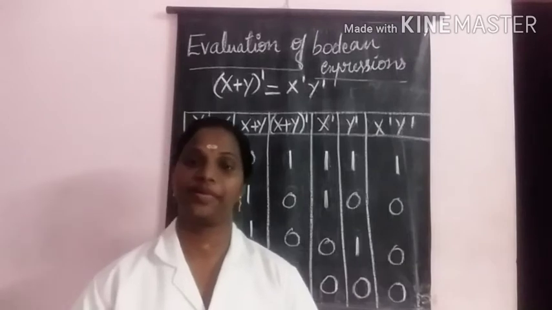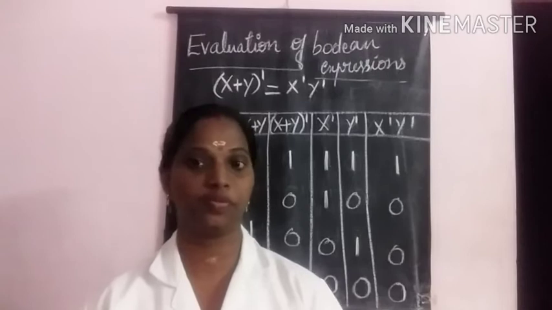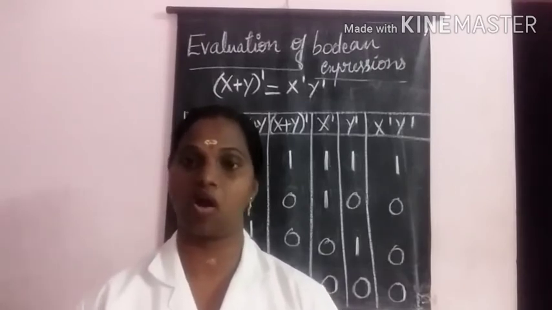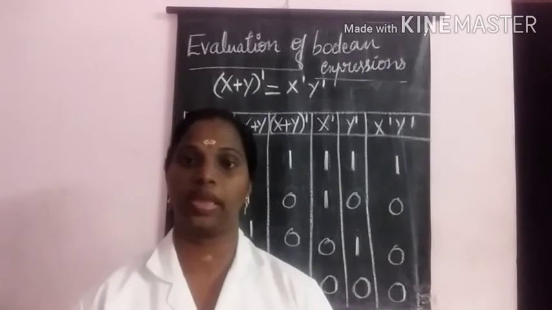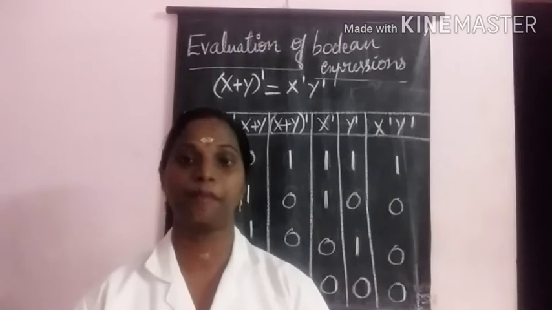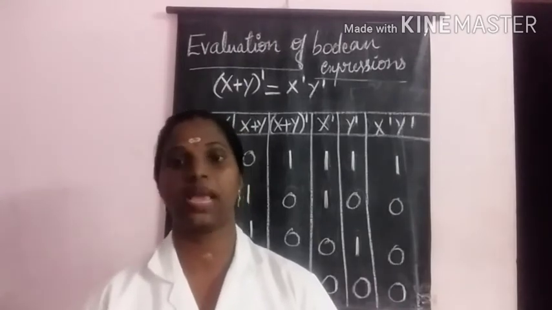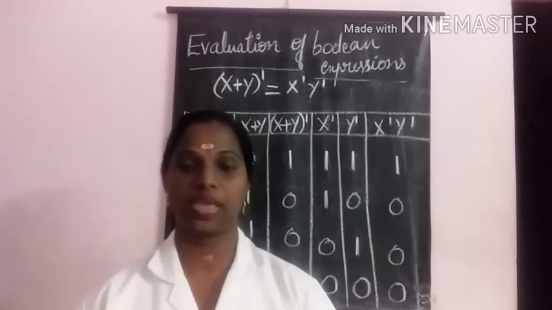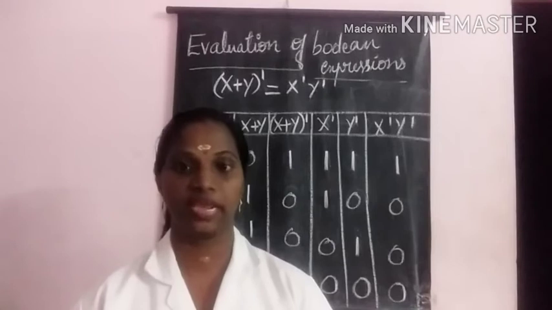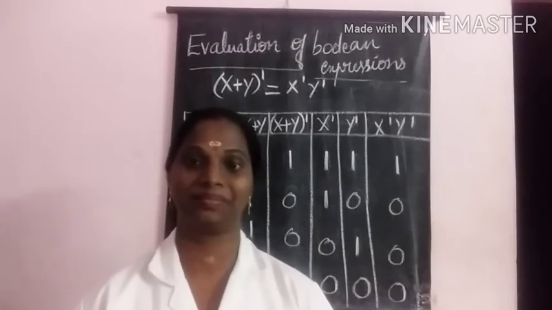Okay, our next topic is Boolean gates, or logic gates. We already said there are mainly 3 types of operators: AND, OR, and NOT, and these are the basic gates. The different types of logic gates are AND, OR, NOT, NAND, NOR, XOR and XNOR. I will explain in detail.